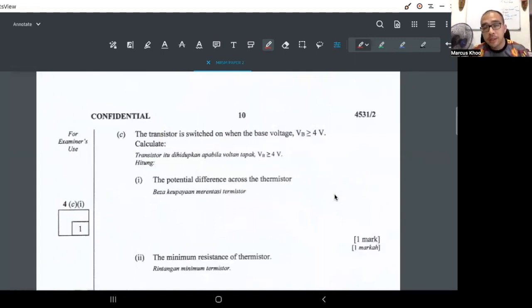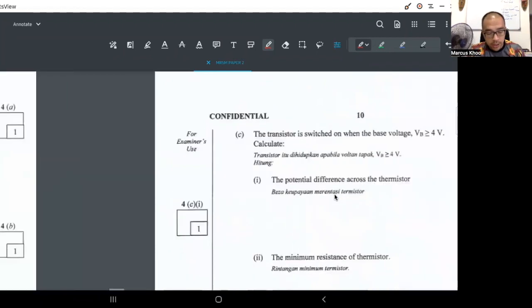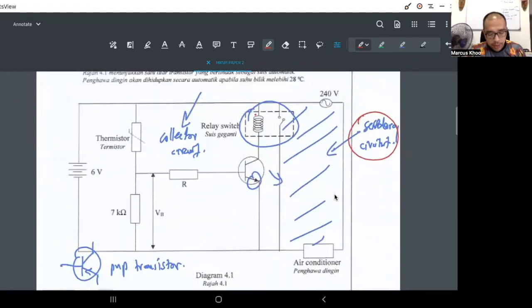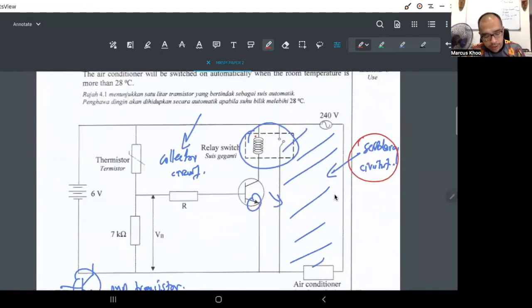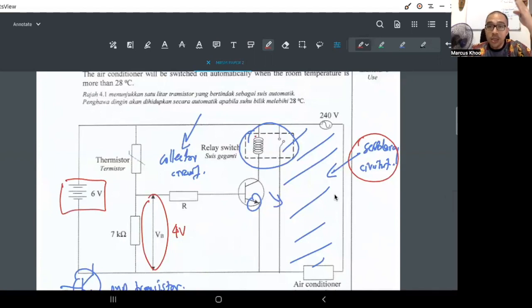C, the transistor is switched on when the base voltage is 4 volts. Okay, now let's consider this. Dia cakap transistor ni akan on if this base voltage is 4 volts. Okay, now we have a total of 6 volts together. And remember that potential difference, dia macam membagi-bagi saja. As long as you're on the same line, you will have the same amount of voltage as the source.